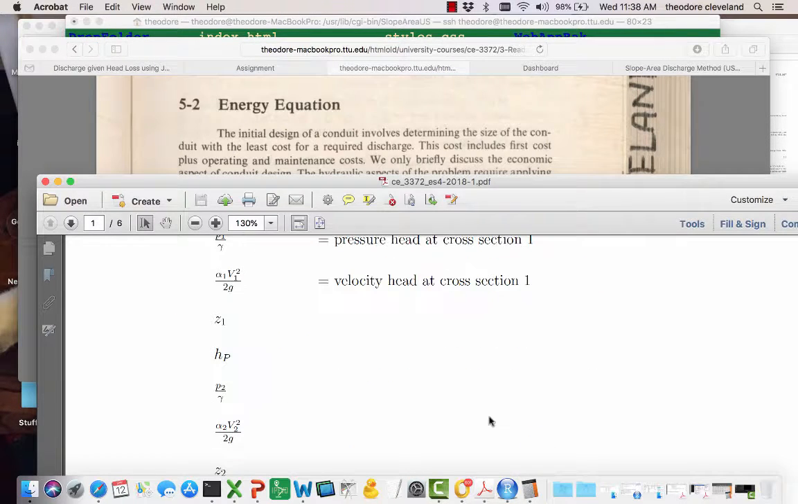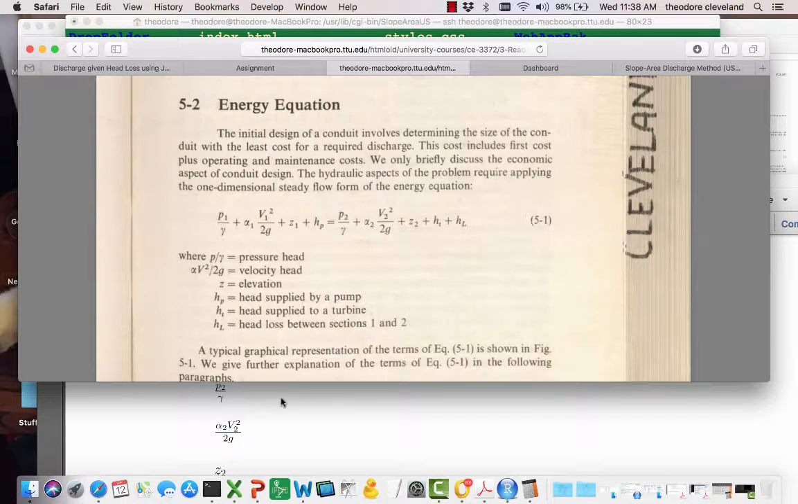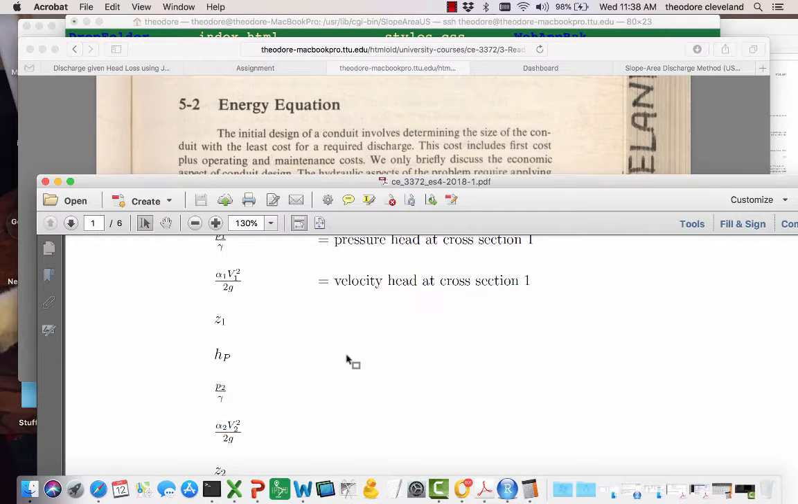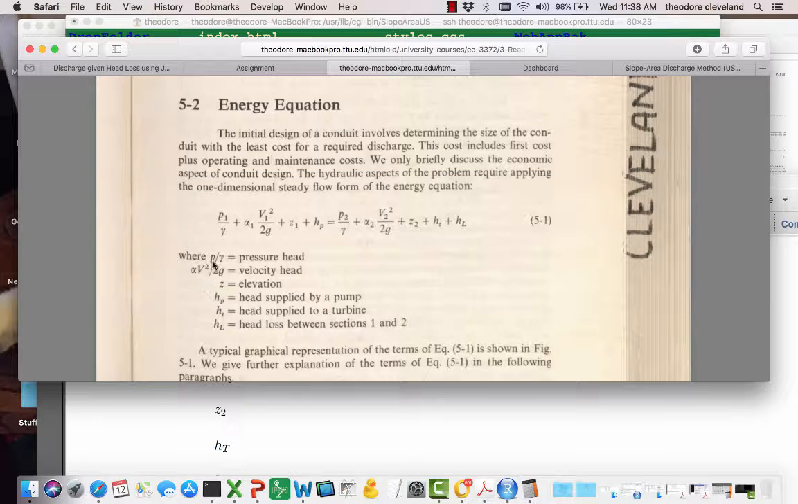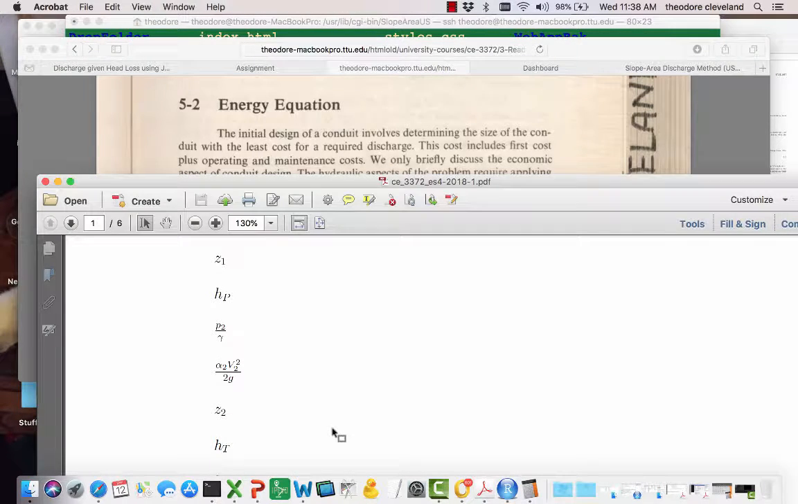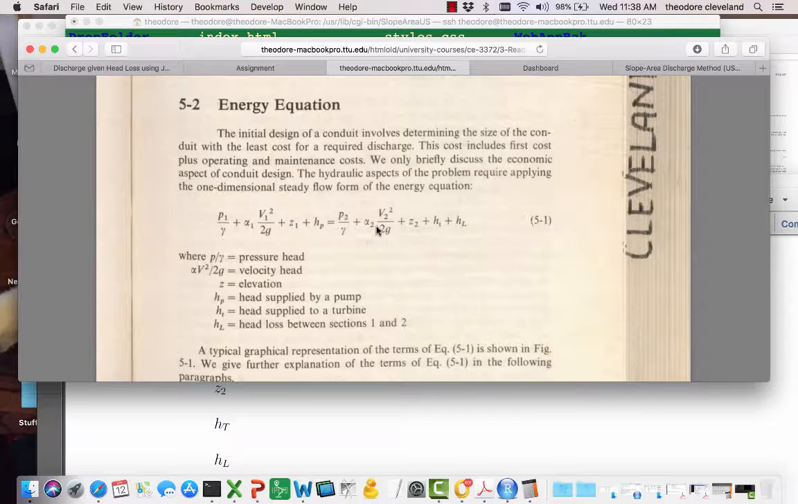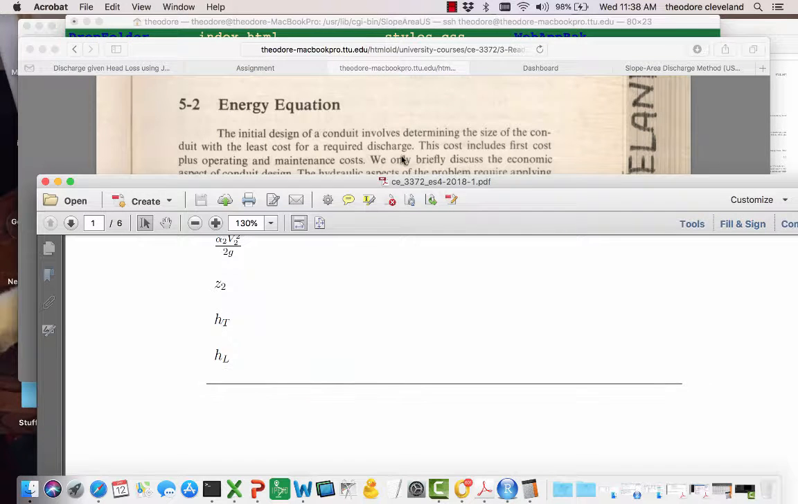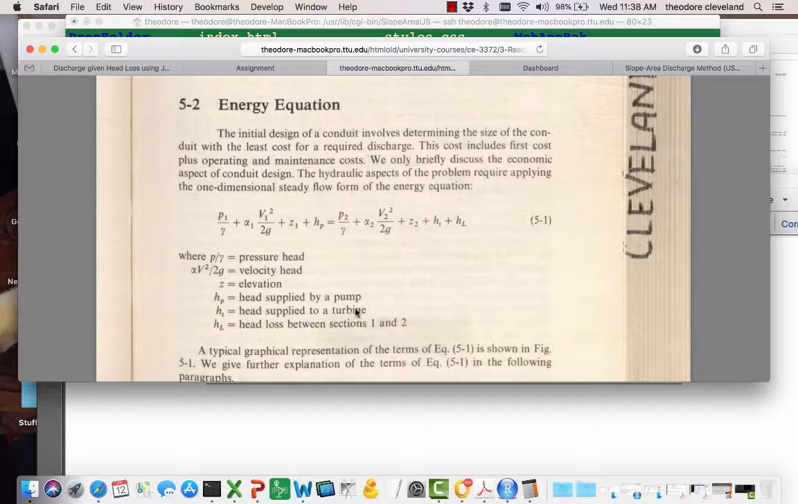There's the energy equation. So Z1 must correspond to elevation at point 1. HP is the head supplied by a pump. P2 over gamma is the pressure head at location 2 in the system. Alpha 2 V2 squared over 2g is the velocity head at position 2. Z2 is the elevation at position 2. H sub T is the head supplied to a turbine, and H sub L is the head loss between sections 1 and 2 from pipeline friction, fitting losses, and similar loss terms.